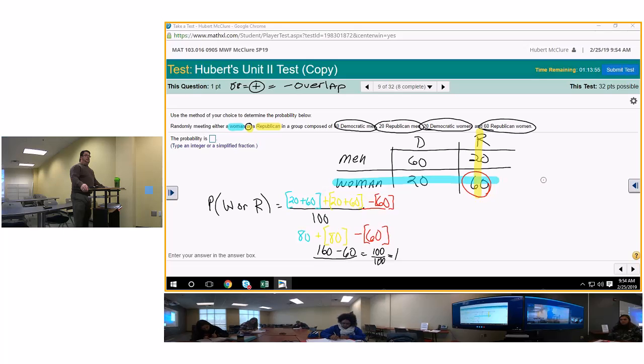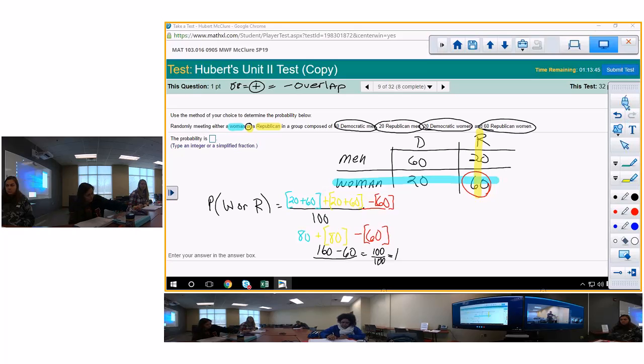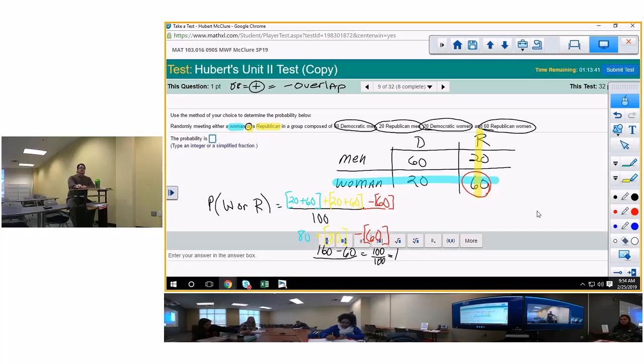So your probability is 1, which is very what? Very high. It's very odd. Make sure I didn't mess up anywhere. 60, 20, 20, 60. Okay. Very, very unusual it comes out to be 1. That's why I'm checking everything, to make sure I didn't make a mistake. Because that's very unusual.